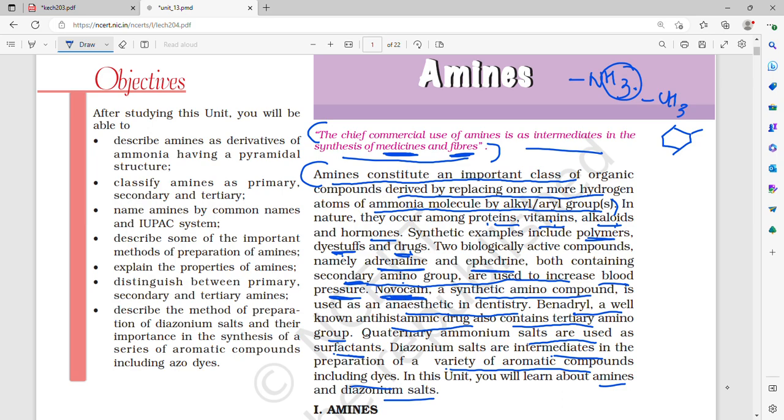Novocaine is a synthetic amino compound used as an anesthetic in dentistry. Benadryl is a very well-known antihistaminic drug which also contains a tertiary amino group. Quaternary amino salts are used as surfactants. Diazonium salts are intermediates in the preparation of a variety of aromatic compounds including dyes. In this unit we will learn about amines and diazonium salts.